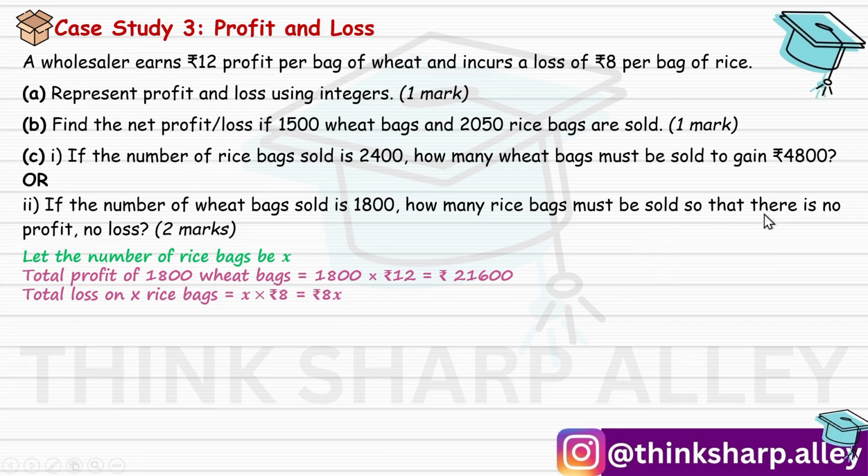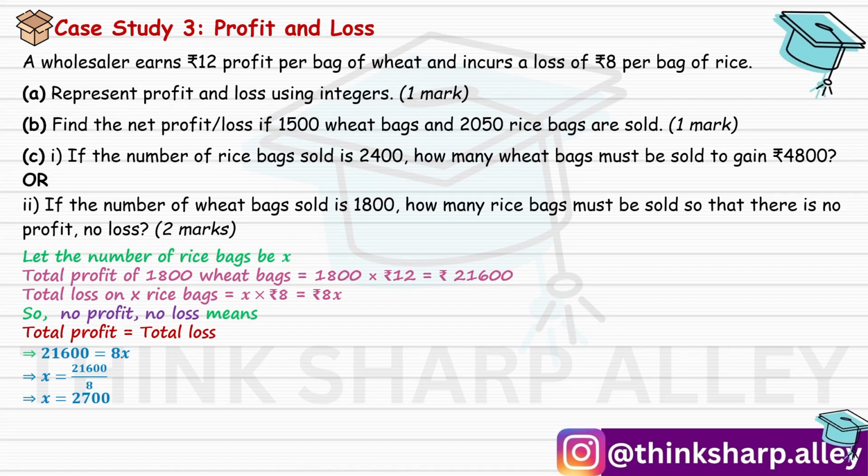Now we have been told there is no profit, no loss. No profit, no loss means total profit will be equal to total loss. Then only my loss can be compensated from my profit, right? So here total profit is 21600 and total loss is 8x. So we equate them and we find out x from here. 21600 by 8 cancel and we'll get 2700. That means we need 2700 rice bags so that there is no profit and no loss.